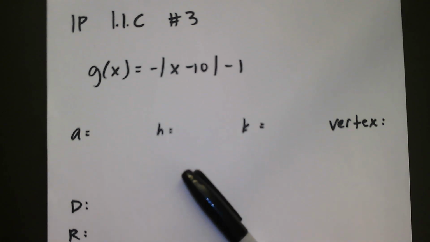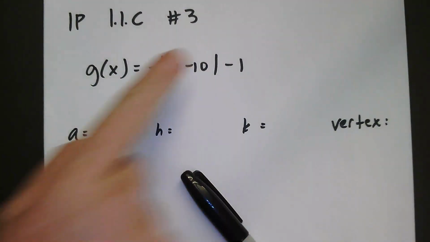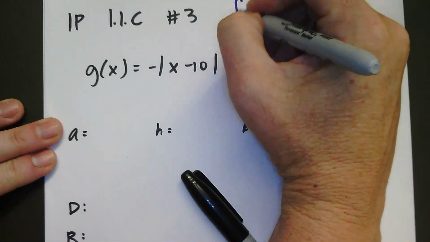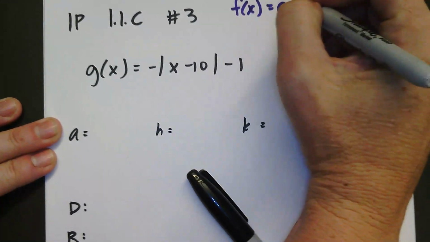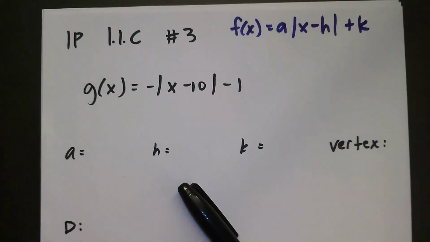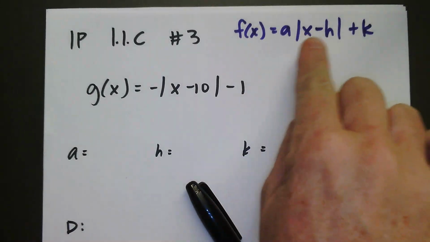We are looking at a problem from the independent practice from 1.1c. It's number 3. So this is the idea. We're given this function, and it is in graphing form. So graphing form we want to recognize is this: f of x equals a times the absolute value of x minus h, plus k, where a, h, and k are all placeholders. So there's a number here, a number here, a number there: a, h, and k.